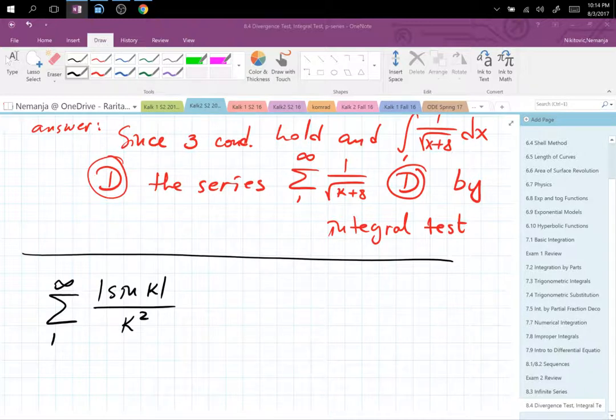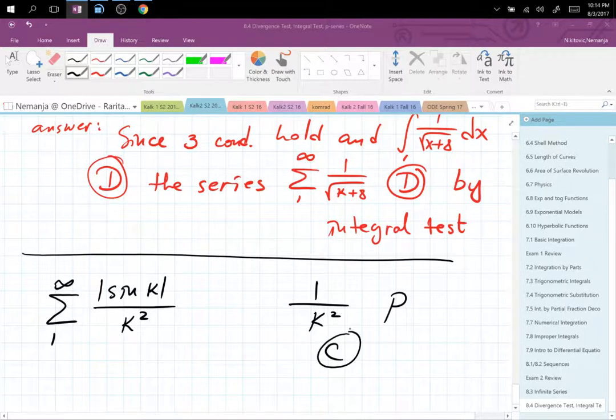One big part that you need to understand and learn for this chapter is that sine and cosine are bounded by 1. So this problem is bounded by 1 over k squared, a p-series that converges. We're done. That's this problem. P-series.